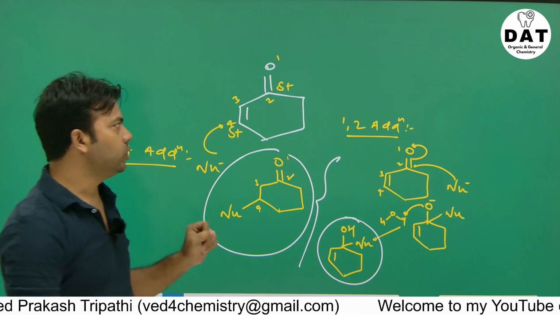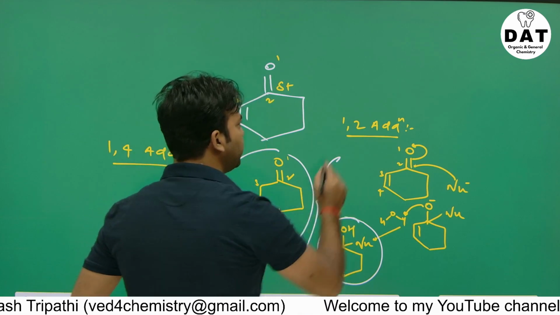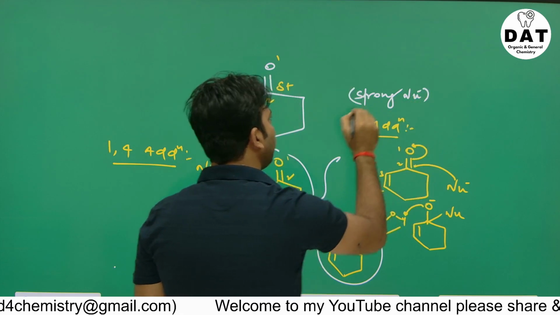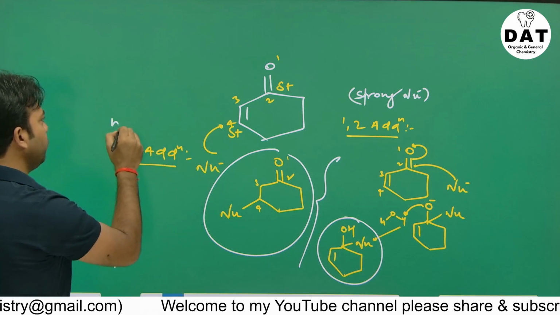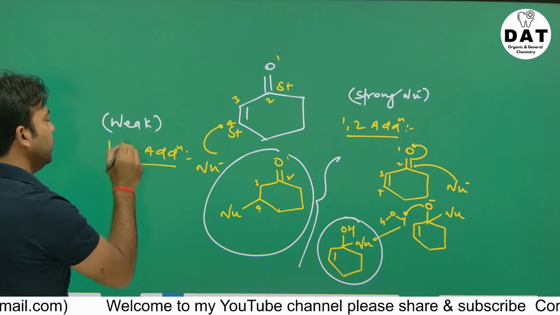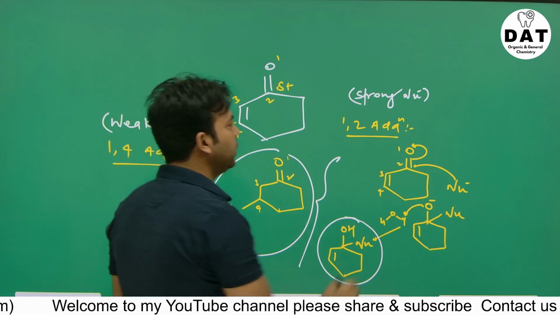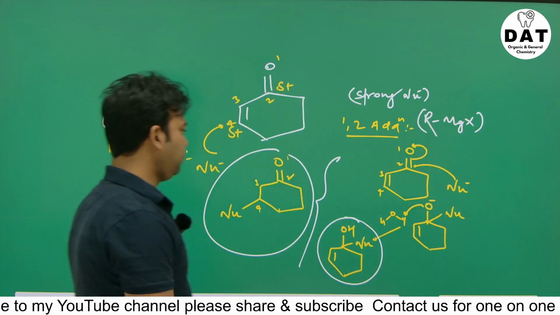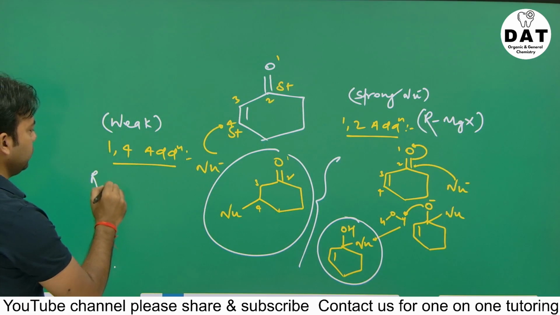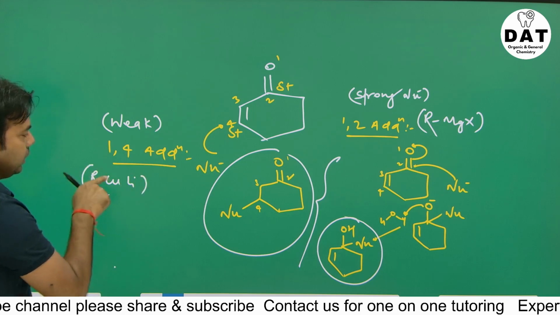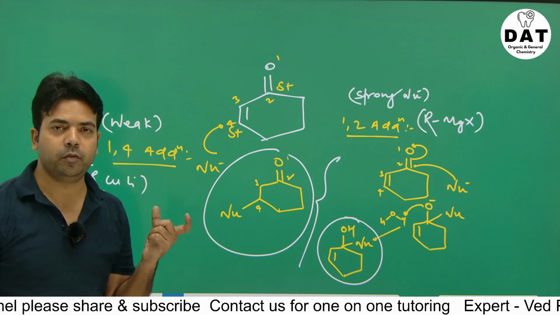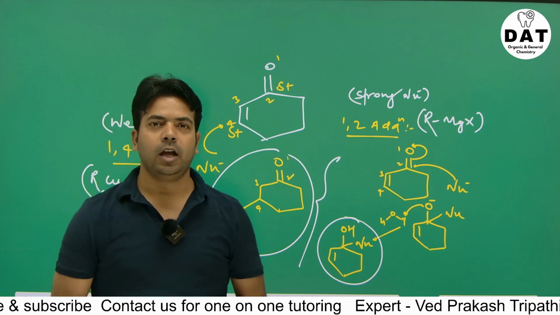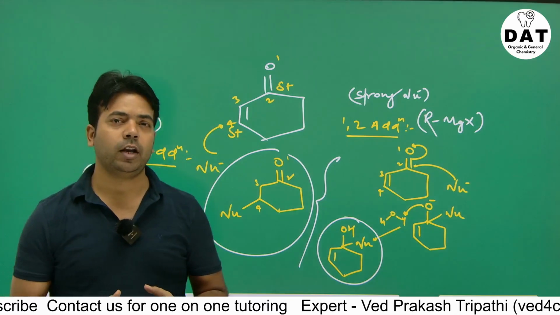Makes sense? So simply, 1,2 addition is given by a strong nucleophile, and 1,4 addition is given by a weak one. If you have a Grignard, it gives 1,2 addition. And if you have a Gilman reagent like R2CuLi, then that is my weak one, and a weak nucleophile attacks on the fourth position of the conjugated system. Very simple. Makes sense? And we all know how we can decide the strong nucleophile and weak nucleophile.